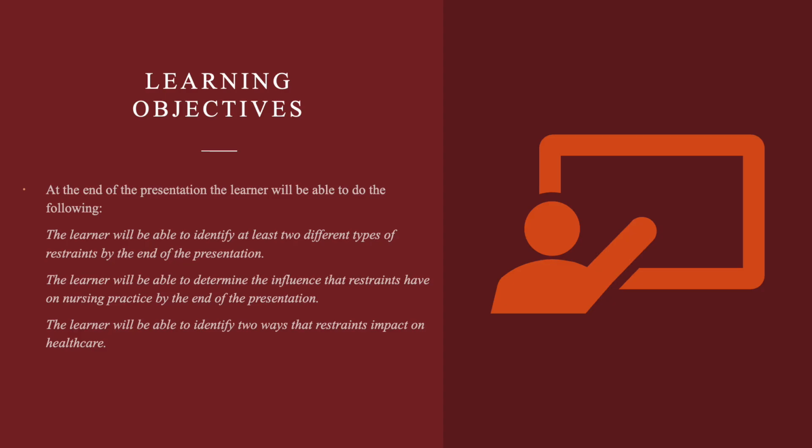At the end of the presentation, the learner will be able to do the following: identify at least 2 different types of restraints. They will also be able to determine the influence that restraints have on nursing practice. Additionally, they will be able to identify 2 ways that restraints impact healthcare.